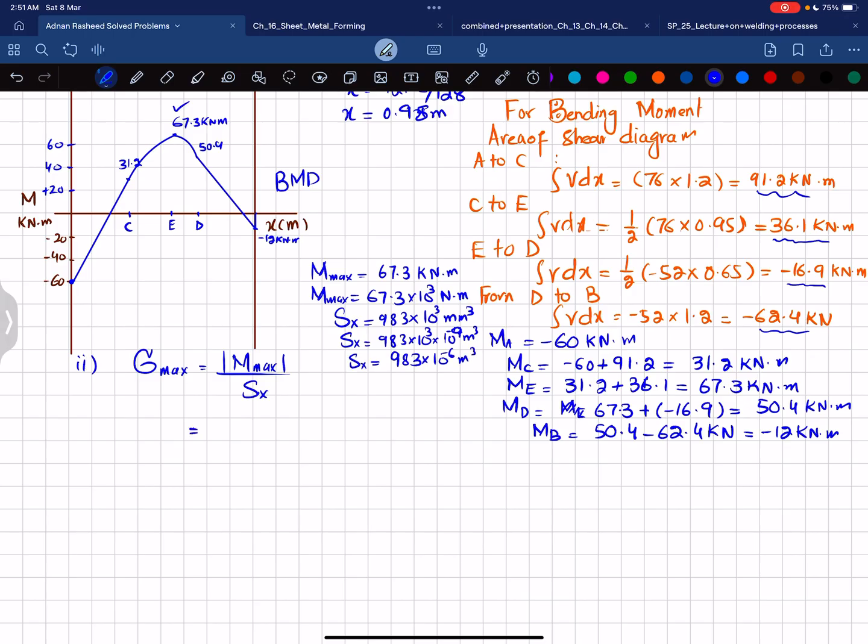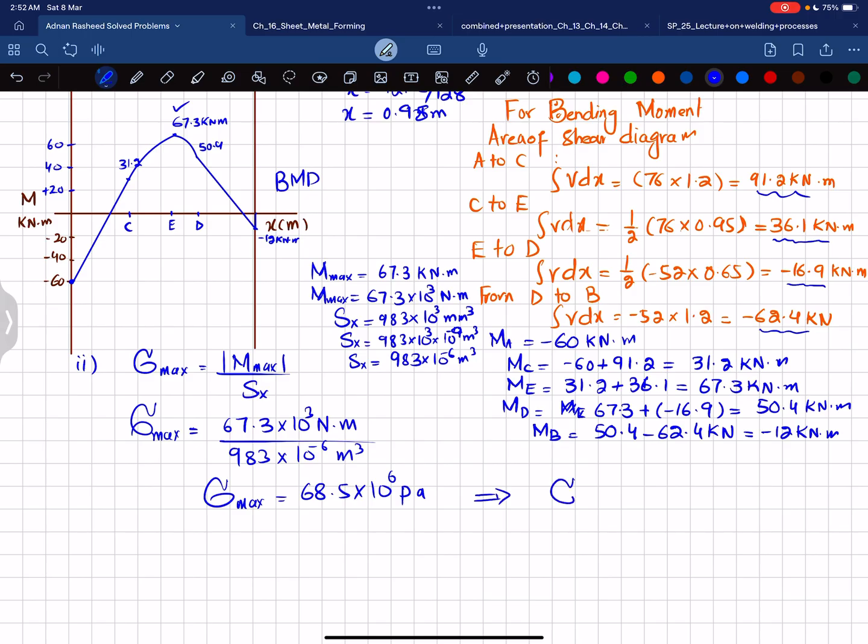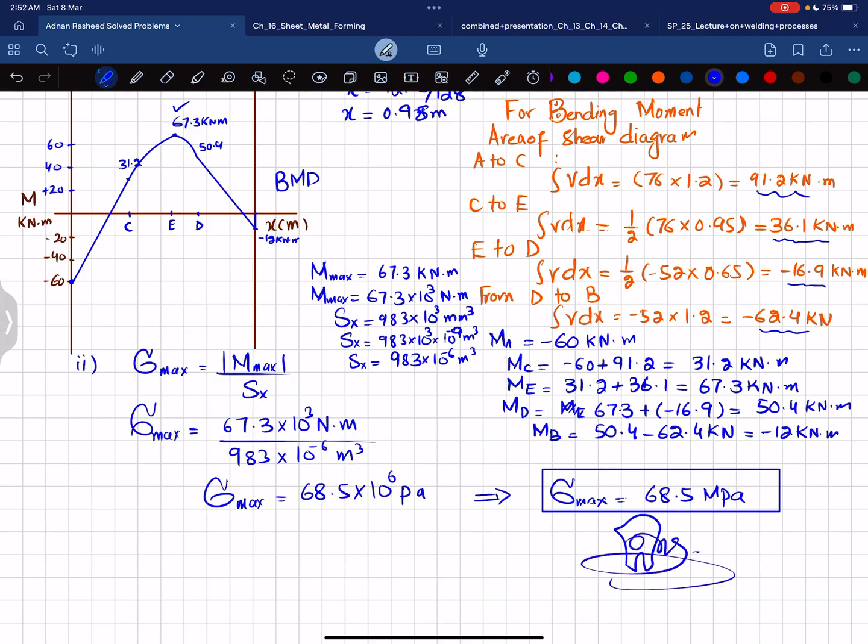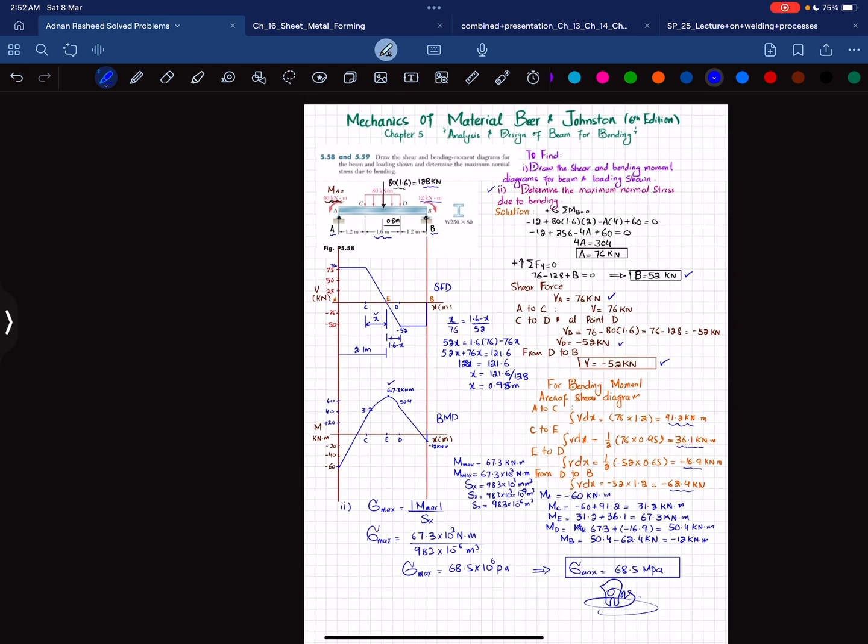Now you have both the values, just plug it. 67.3 into 10 raised to power 3 Newton into meter divided by 983 into 10 raised to power minus 6 cubic meter will give you maximum bending stress. And this maximum bending stress will be equal to 68.5 into 10 raised to power 6 Pascal, because Newton per meter square is Pascal, and from that if you want to get it in megapascal, it will be 68.5 megapascal, which is the answer of our second part. So this was all about this problem 5.58.